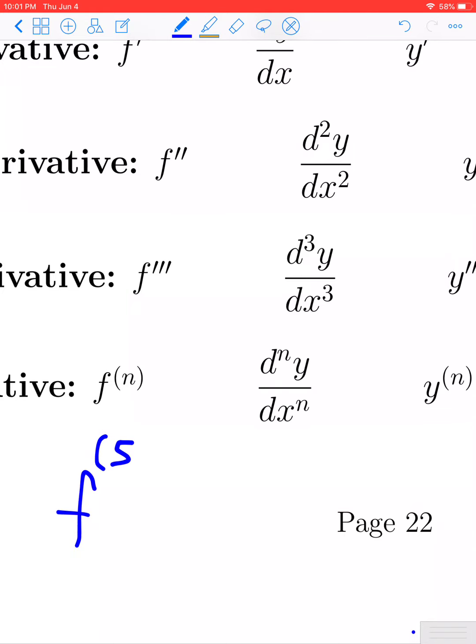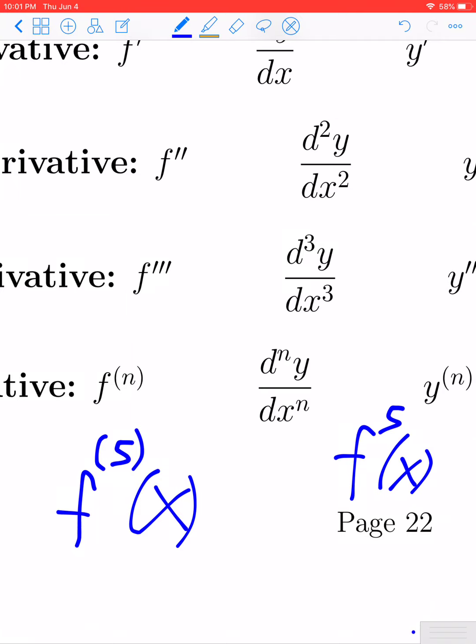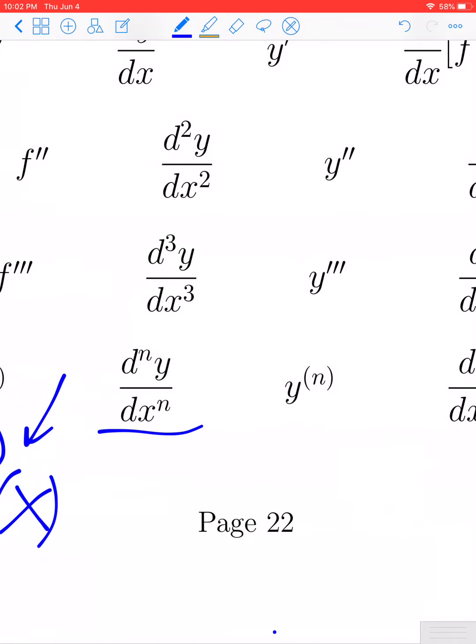So for example, if I wrote this, please be very careful. This does not mean the fifth power of x. The fifth power of x would be this, with a power of 5. When we put the 5 in a parenthesis, this actually indicates the fifth derivative of f with respect to x. The Leibniz notation stays consistent. The nth derivative would be d to the n y over dx to the n, or y superscript (n), etc.